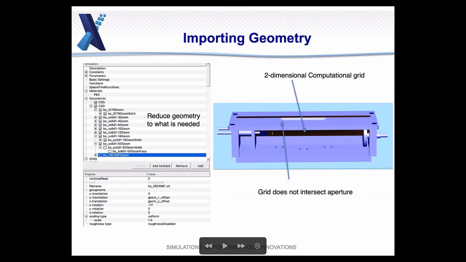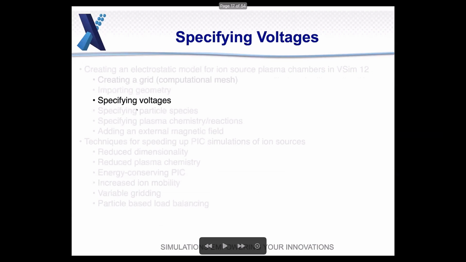And so this is shown here, and I've rotated the geometry so that the grid does not intersect the aperture. So it's really closed. For the modeling purposes, it's completely closed. All right. Okay, the next step is that we want to set voltages onto our geometries.